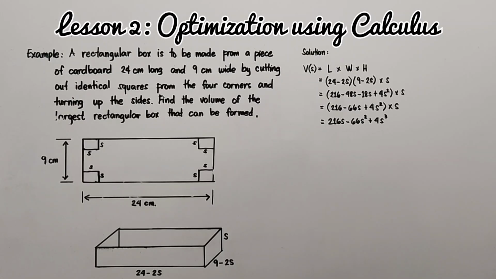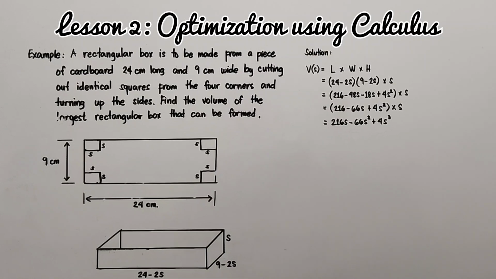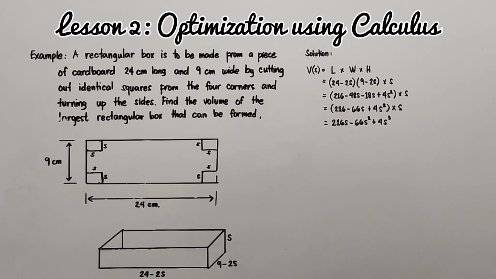Observe now the possible value of s. Our s should be a non-negative number and should not be more than half of the width of the cardboard. That is, s should be an element of the closed interval 0 to 4.5 because 4.5 is half of the width given, which is 9 cm.